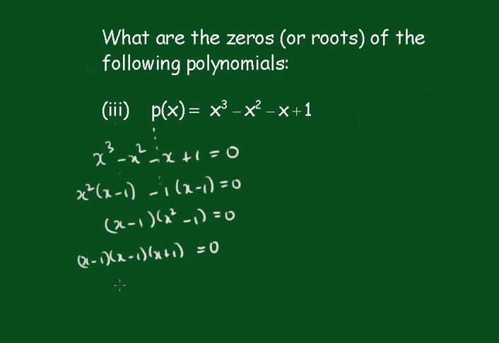So the roots or zeros are 1, 1 and -1. In fact, it's got what's called a double root. So this could be factorized in this form. That's x minus 1 all squared times x plus 1.